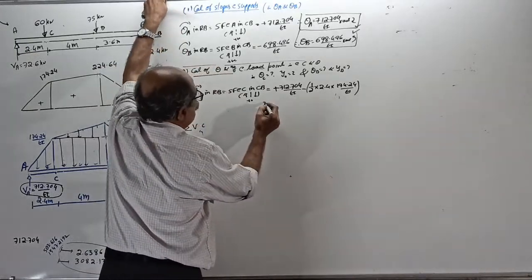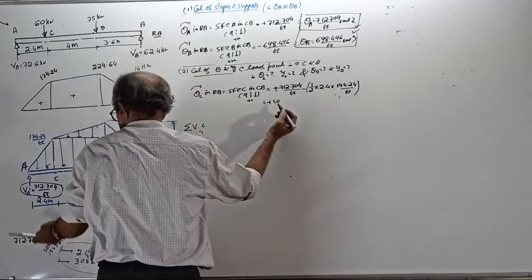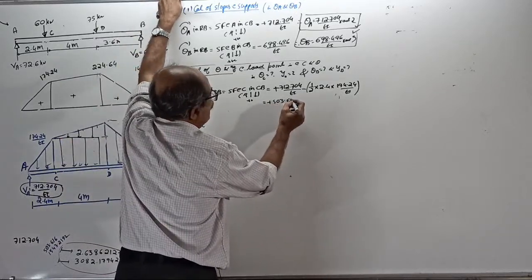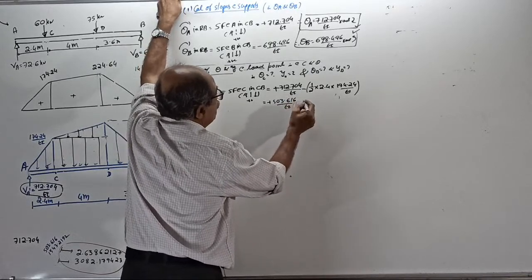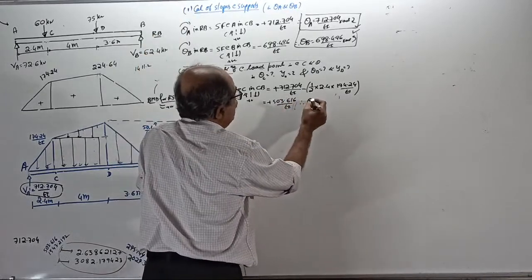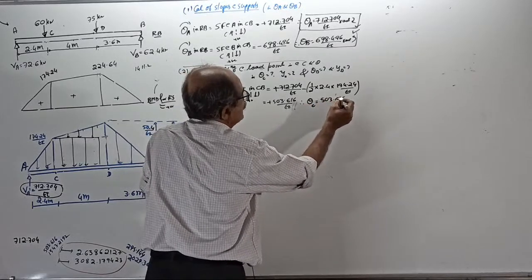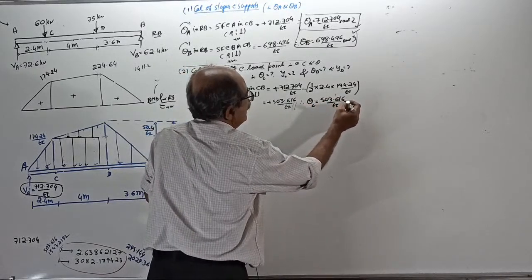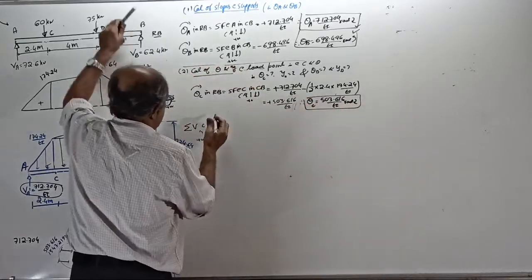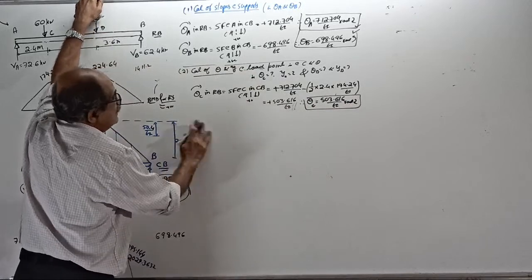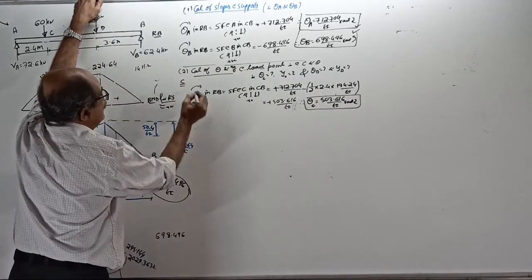Now, therefore, answer equals plus 503.616 by EI. Therefore, your theta C equals 503.616 by EI radian clockwise is the answer. Then theta C is done. Next, first consider the point C.